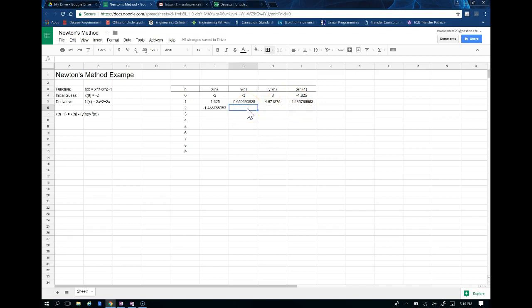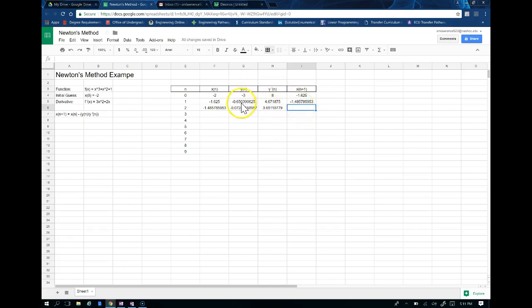So I need my y value there. To get our y, we cube it and square it and add 1. So it equals this cubed plus this squared plus 1. And then I need also to know what my derivative is there. So my derivative is 3 times that value squared plus 2 times that x value. So equals 3 times that value squared plus 2 times that value. And then my new x value.